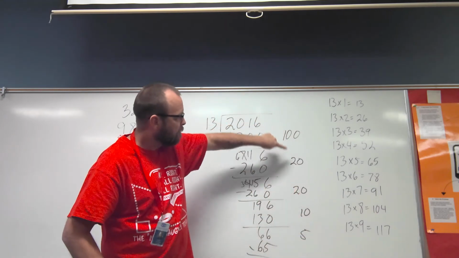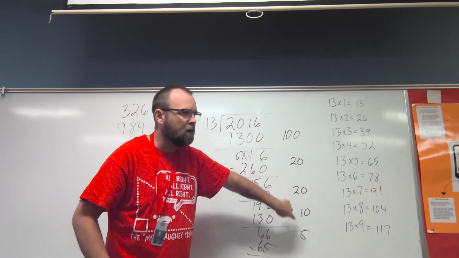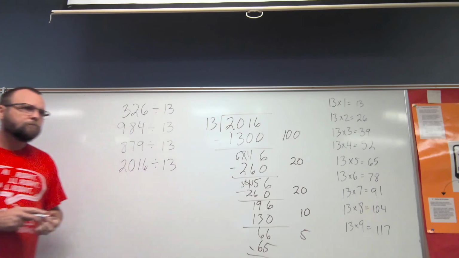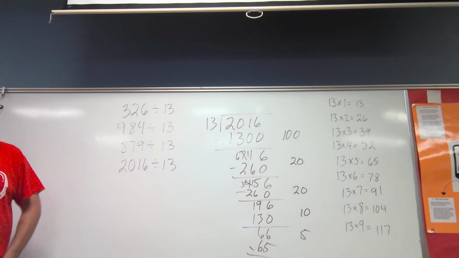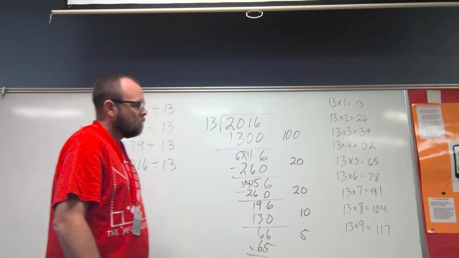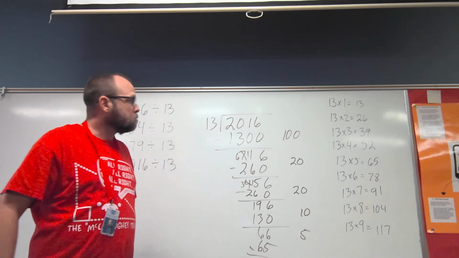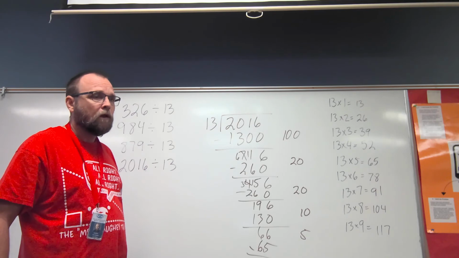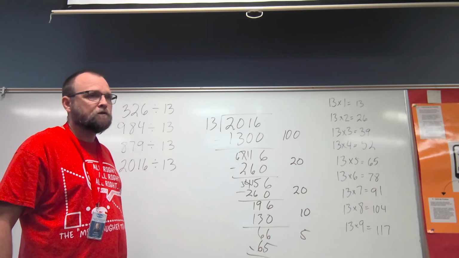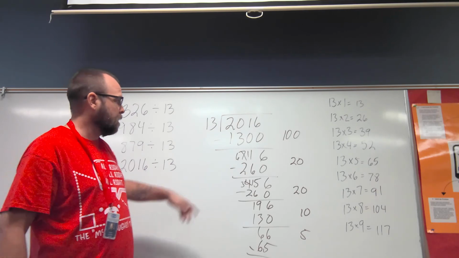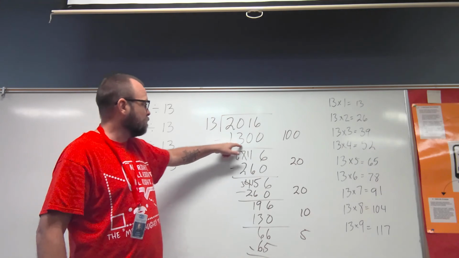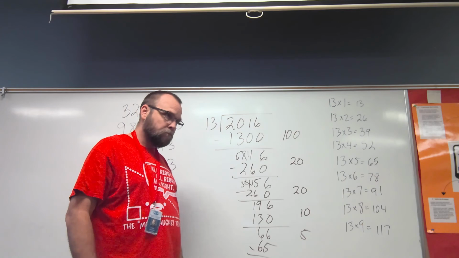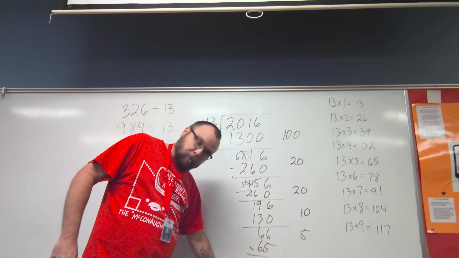So I have 100, 120, 140, 150, 155, remainder 1. You said 55? Yeah, 155, remainder 1. I thought you said 55 remainder 1. What if the 100 is a 20? Well, then I'd only be subtracting 260 here. No, I mean, it would just take more steps.